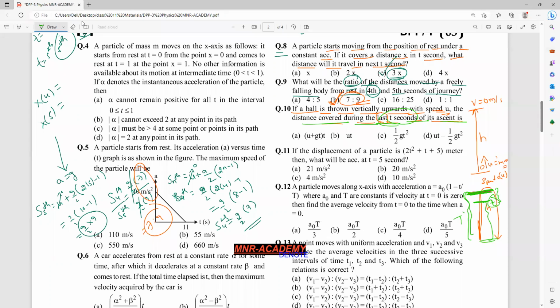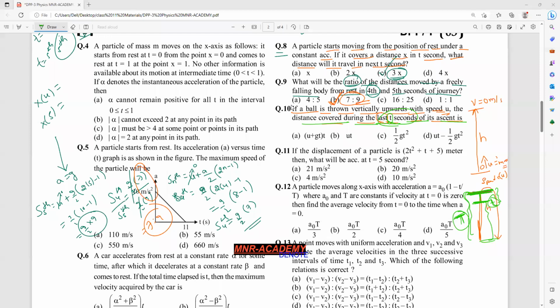What is the time taken to reach the maximum height? T, capital T, I assume. We want to find before reaching the maximum height, 1 second before. That is, T seconds before, exactly during the last t seconds. Means if next second, what will happen? Next second, it will reach the maximum height. Yes or no, guys? All of you? Yes, sir.